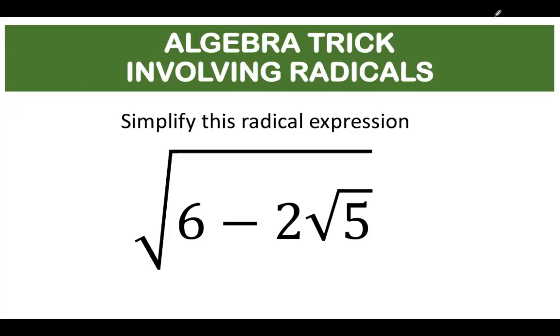This time, let's do some algebra trick. Here's the problem. Simplify this radical expression, the square root of 6 minus 2 square root of 5. Clearly, this radical expression is not in its simplified form because there is a radical under another radical.